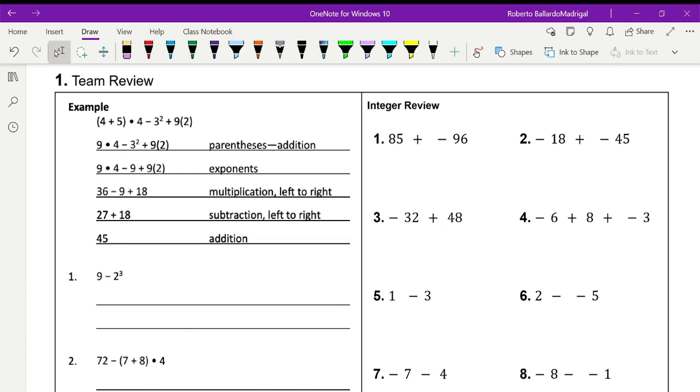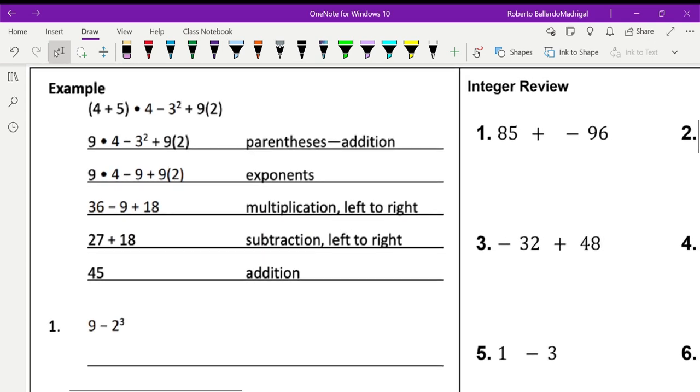All right, before I let you guys start, I do want to go over this first question together so you know what you are going to do. Look at the example. You're going to be given a problem. And in the lines below, you're going to solve the problem step by step. But not only are you solving the problem, you're also writing a written description of what step you took first. For example, 4 plus 5 in parentheses times 4 minus 3 squared plus 9 times 2. In this example, the first step was to do addition inside of the parentheses. And then you write the next line, right? So after you add 4 and 5, you get 9. And that's your first line.